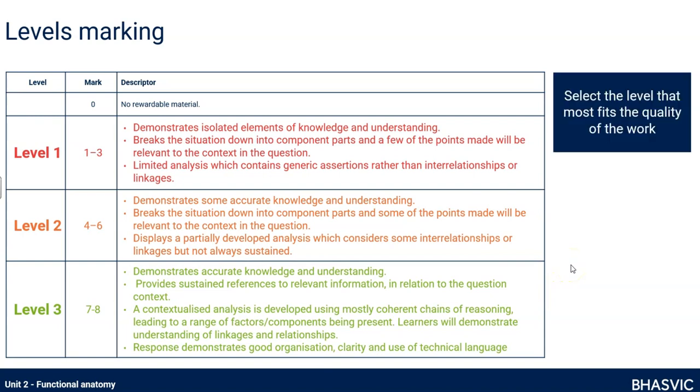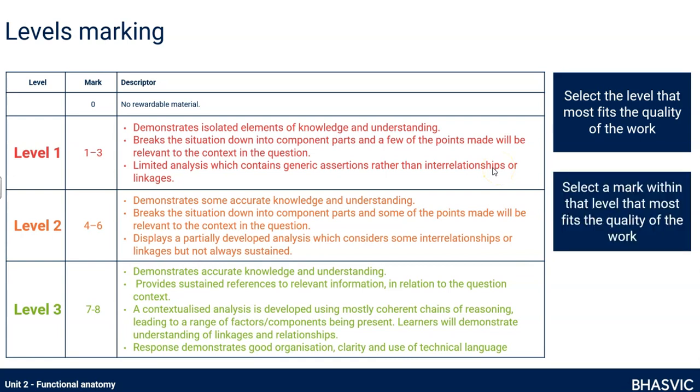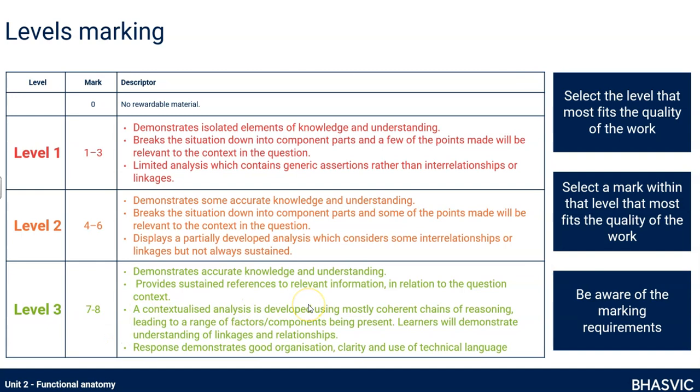So basically the examiner will decide which level they think most fits your written work, and decide within that level which mark. So they might go, right, I think you're level 3, I think you're a 7. And obviously it's beneficial for you to understand this in order to write in the correct way with the right quality to get you level 3 answers.